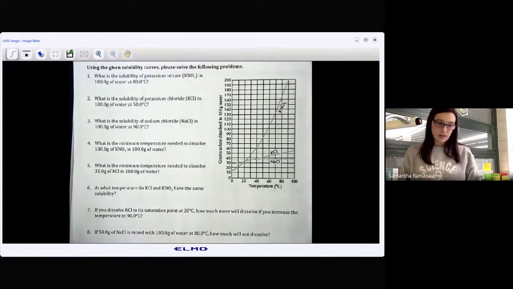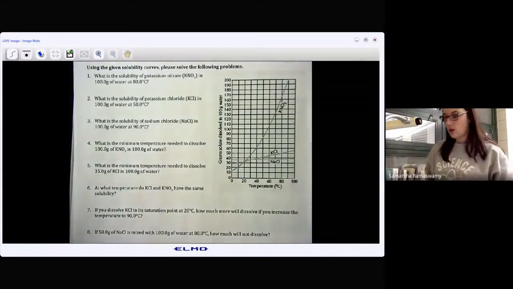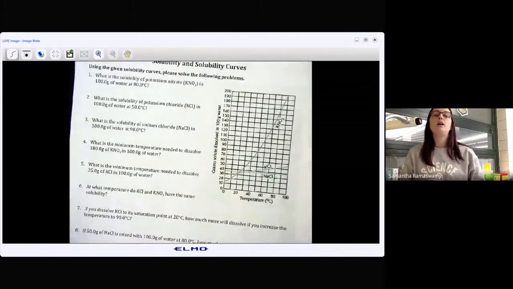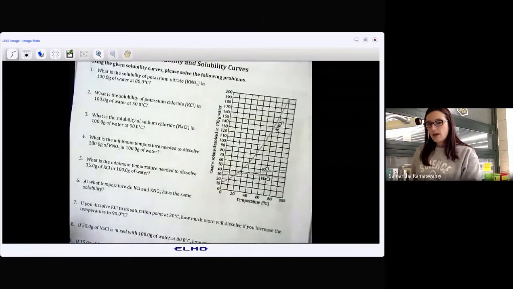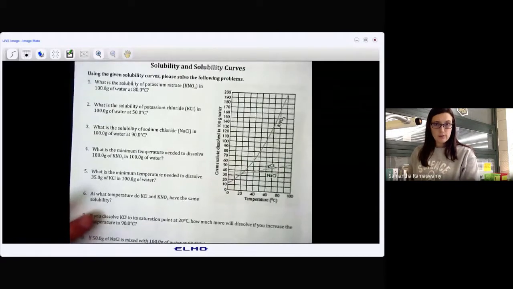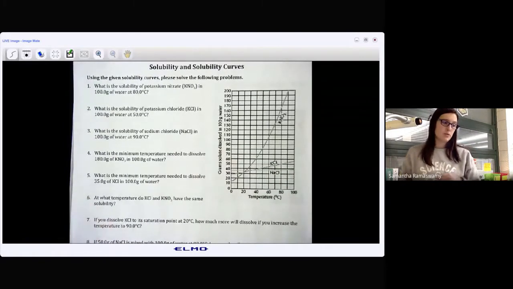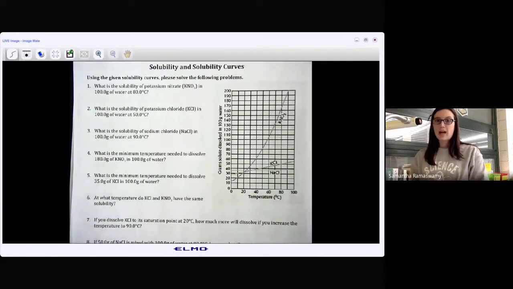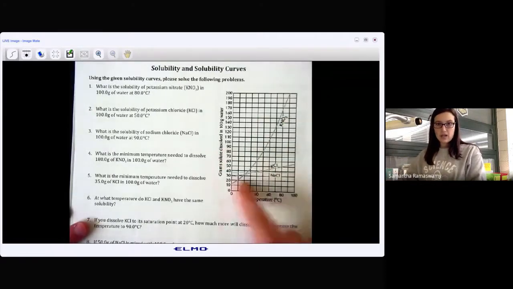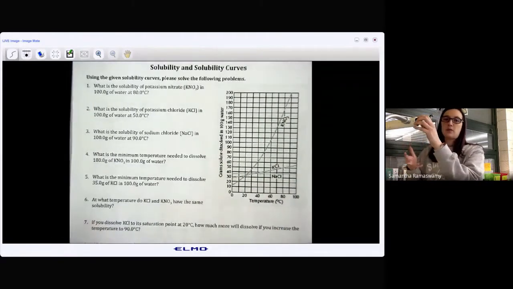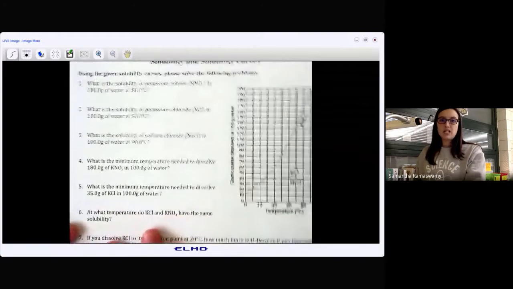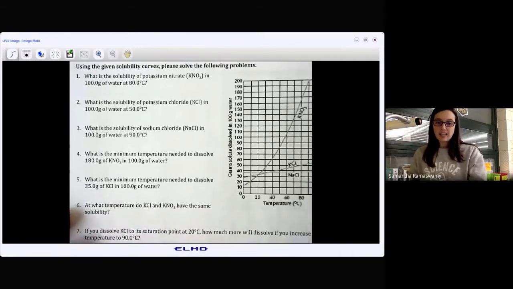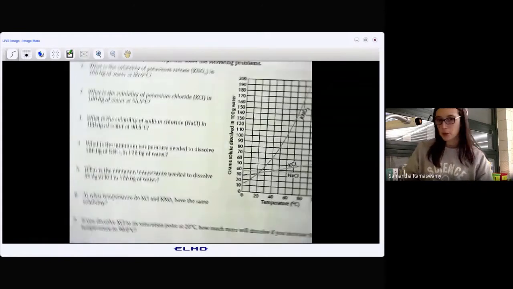So again, this is pages 7 and 8 in the notes. It says solubility and solubility curves at the top. A lot of this second video was on reading a solubility curve and what it means for a solution to be saturated or unsaturated or supersaturated. And it all goes back to these solubility curves. So we're going to look at different types of problems. I will tell you that this is really just reading a graph, but sometimes the wording can be a little tricky.